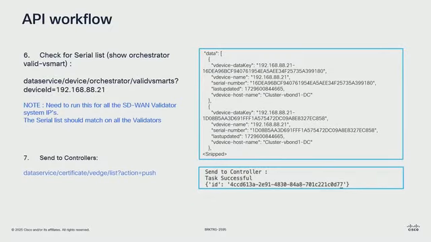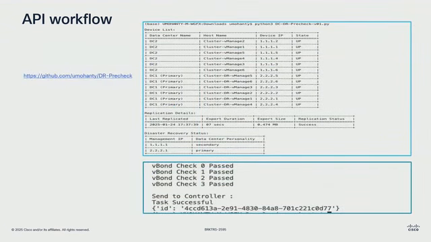Once you get that, the full mesh check can be done via data service device orchestrator valid vsmart, and you have to use the IP address of these validators one by one. In order to send to controllers, you need to use this particular API. I collated all these APIs, put them into a Python script, and you can see that on my GitHub page.